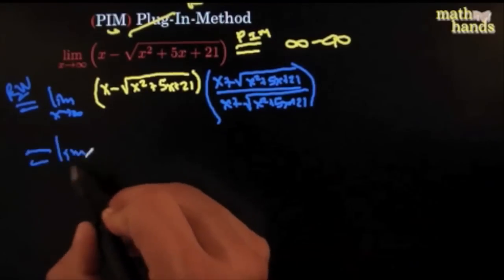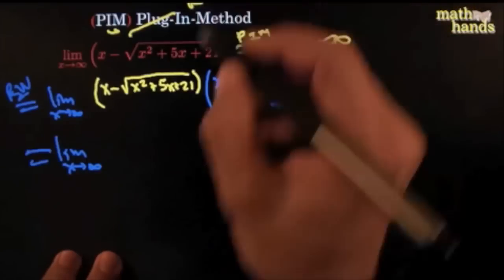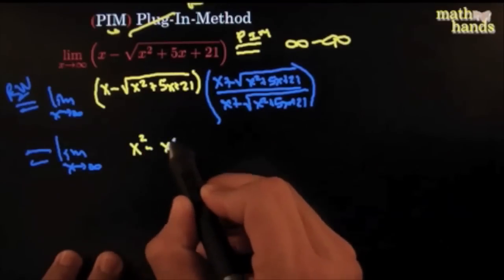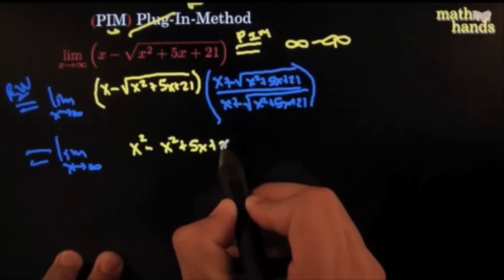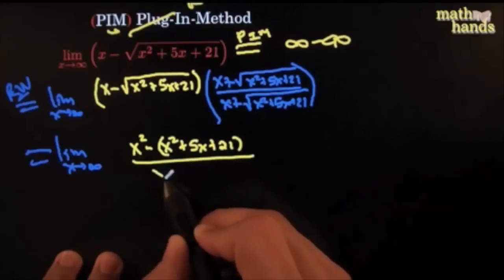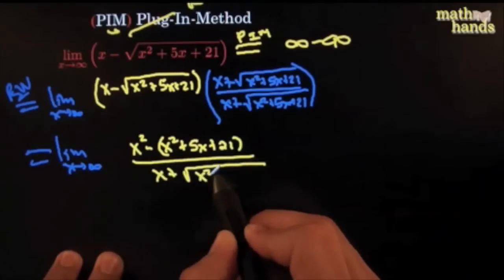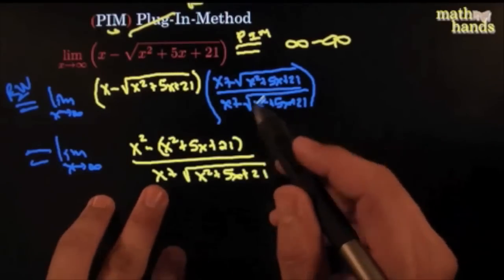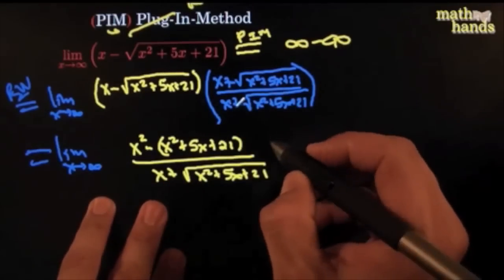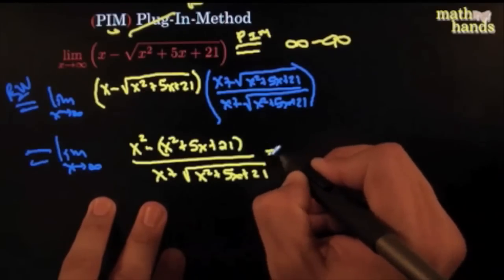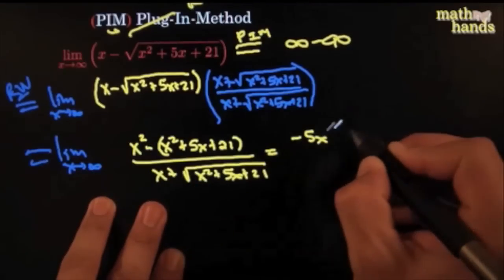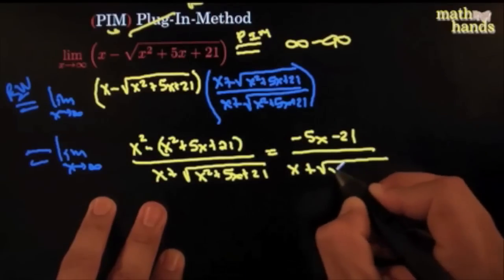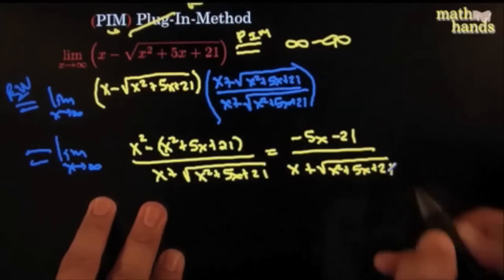That would give you the limit as x goes towards infinity. Switch back to mellow yellow. On the top, this looks like the difference of squares, so it would look like x squared minus x squared plus 5x plus 21, all over x plus the square root of x squared plus 5x plus 21. You say, whoa, well, we made it into a mess, but just relax. You're in good hands. And so you clean it up here. That gives you negative 5x minus 21 on the numerator. That still gives you x plus the square root of x squared plus 5x plus 21.